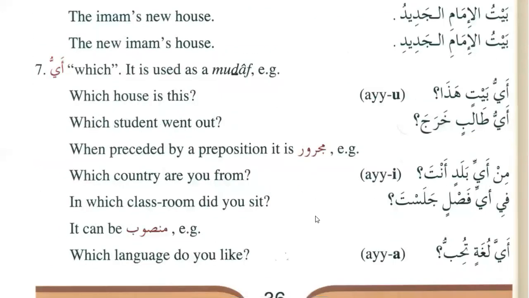Then we have Ayyu. Ayyu is a word which is always mudaf. So the next one will always be mudaf ilay, so it will always be majroor. It always has kasra. So Miss Satya, read point number 7.